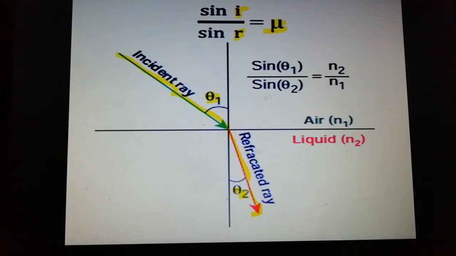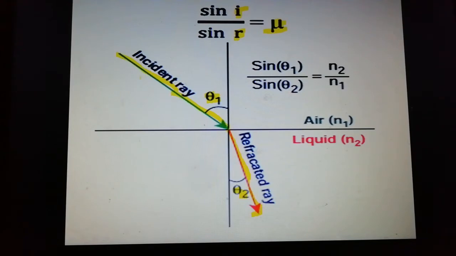So the second law is the ratio between the sine of the angle of incidence to the sine of the angle of the refracted ray is equal to the refractive index of the medium mu. So sin i by sin r equal to mu. So this is Snell's law of refraction.